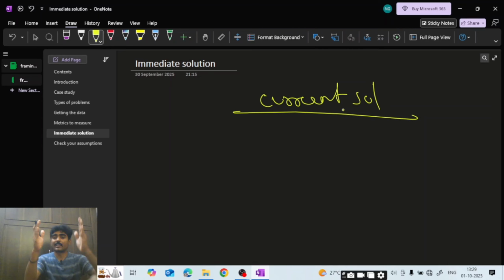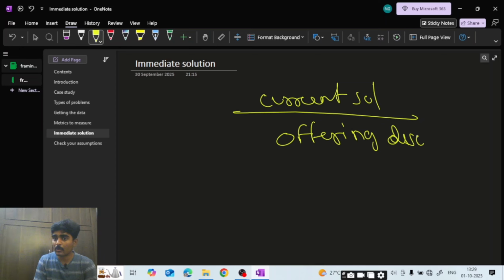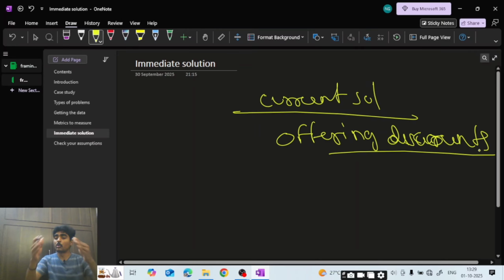For increasing the revenue of Netflix, what might be the current in-hand solution? The current solution will definitely be offering discounts or lowering the price of the subscription. This is the currently available solution.